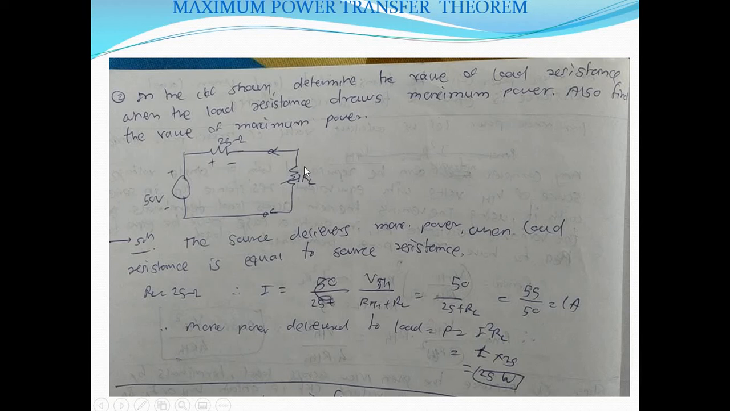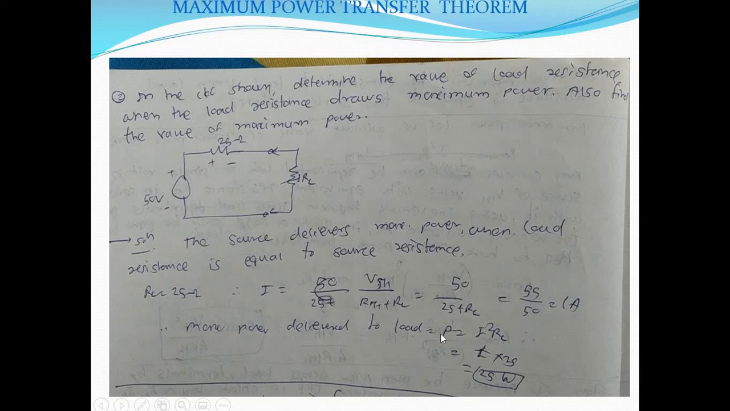So if you have the idea of the maximum power transfer theorem, we can easily solve this numerical. The source delivers maximum power when load resistance is equal to the source resistance. That means whenever RL is equal to 25 ohm, RL is equal to RS, maximum power will be transferred to the load. And second, current flowing through this circuit I is equal to VTH upon RTH plus RL, that is 50 upon 25 plus RL. So RL is 25, so 50 upon 50, that is 1 ampere.